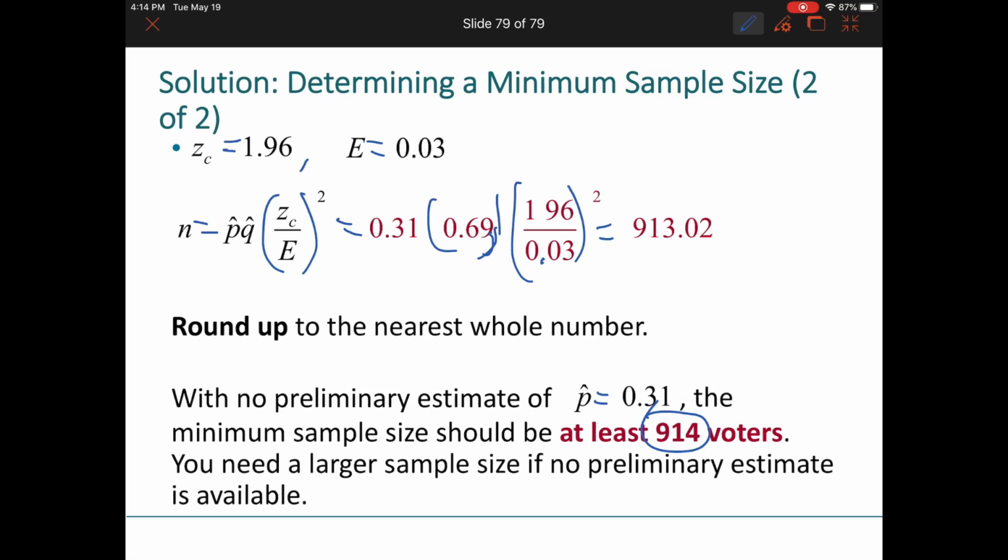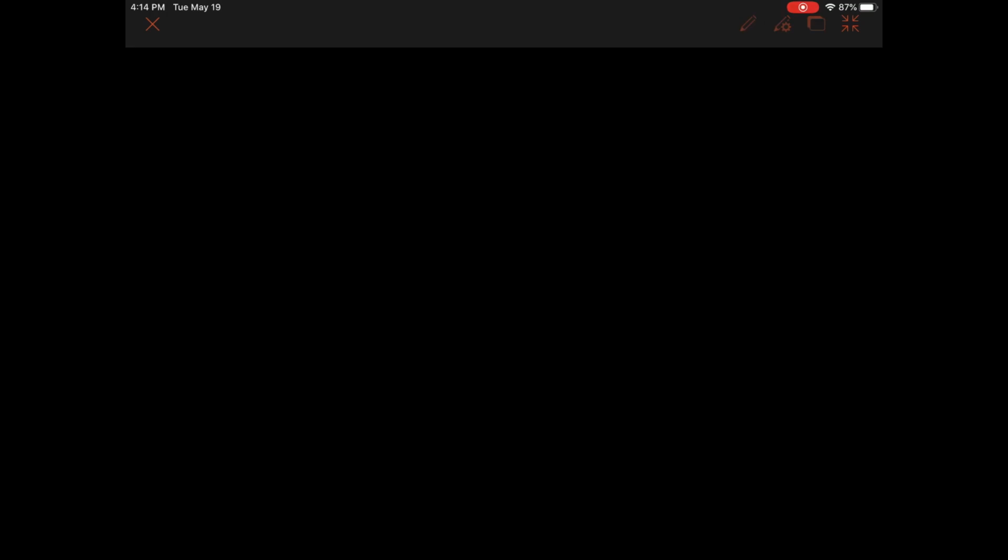And okay, we get 913.02, and a lot of people might say that, oh, that's close to 913. No, it's closer to 914. And yes, we pay attention to that. Believe it or not, we actually do pay attention to the small stuff. So the minimum sample size has to be at least 914. That's still less than 1,068. So we didn't save as much as before, but at least we saved something, 150 or so less people to survey. And yes, of course, you'd have to go to 1,068 if we didn't have that prior estimate.